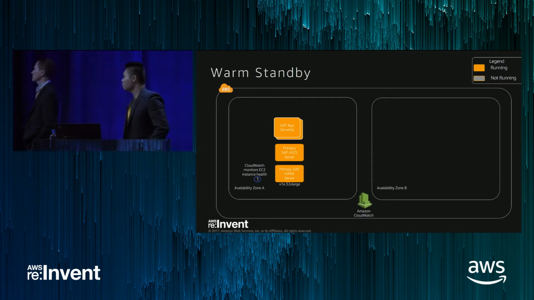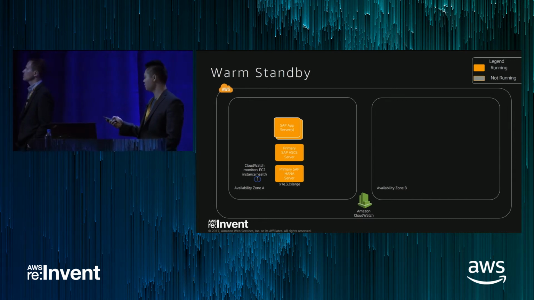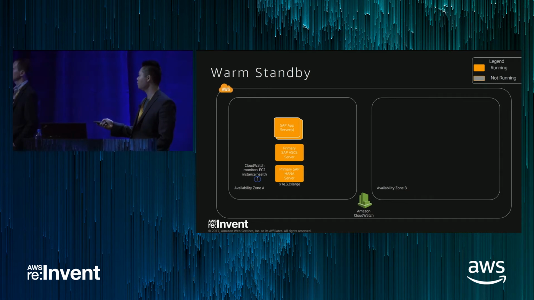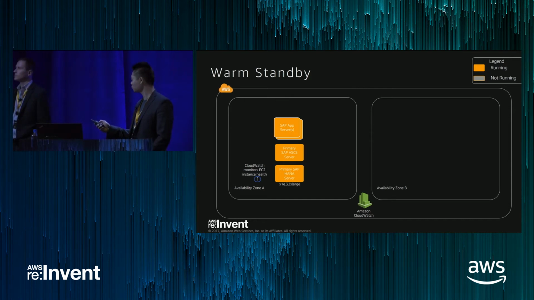Okay, in our primary AZ A, we have our SAP HANA database, our primary, and the rest of our SAP stack. You can also enable CloudWatch on your instances, and we'd recommend that. On your app servers, if an app server goes down, auto recovery would fail over for you. The other thing is, in our primary, our EC2 instance is an X1E 32 extra large. That's a 4 terabyte instance.